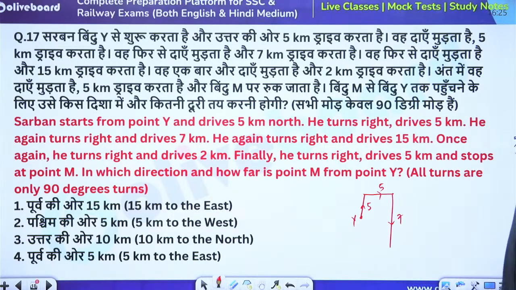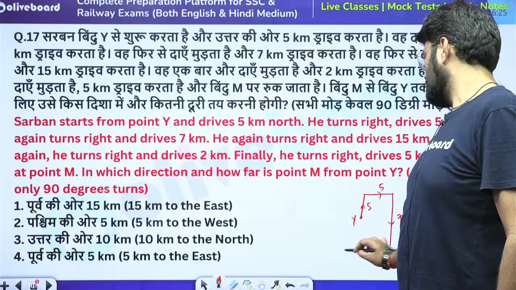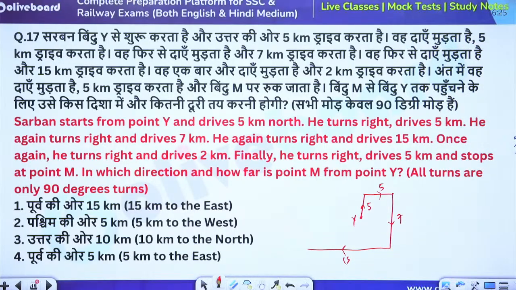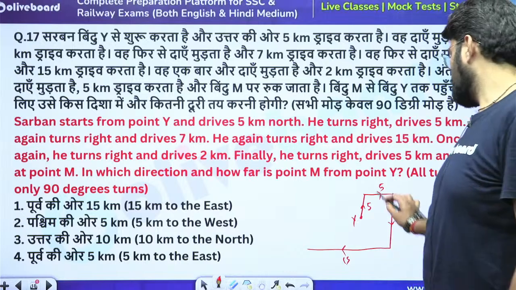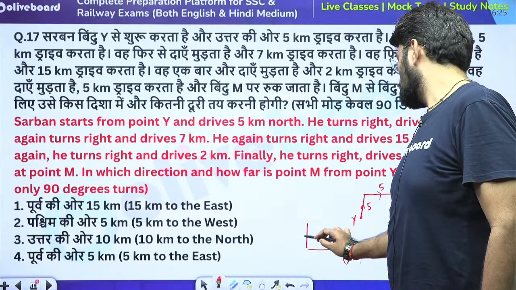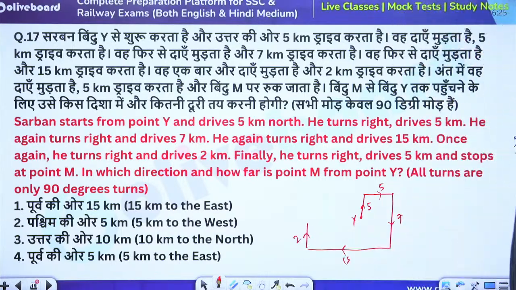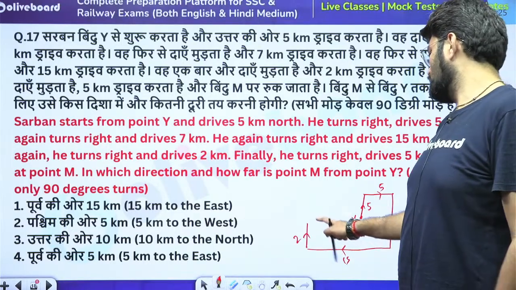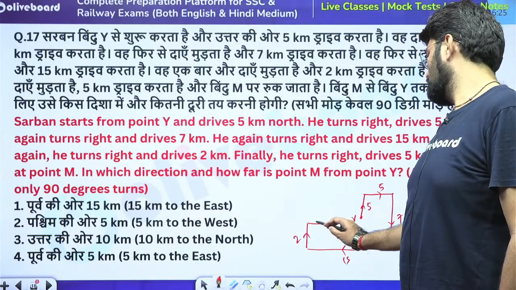Again he turns right and drives 15 kilometers. So he is driving 5 plus 10 more. Once again he turns right and drives 2 kilometers. So 5 and 7. So he is turning this 2 kilometers here. Finally turns right and drives 5 kilometers and stops. So this is 5, this is 15. So this is 10, so this is 5. He is stopping here.